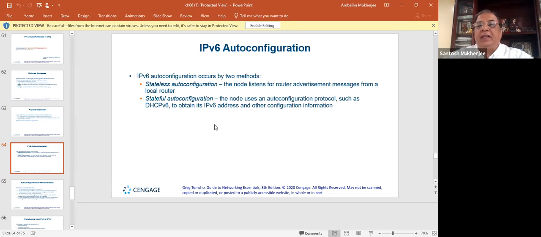IPv6 auto configuration occurs by two methods: stateless auto configuration and stateful auto configuration. In stateless, the node listens for router advertisement messages from a local router. In stateful auto configuration, the node uses an auto configuration protocol such as DHCP to obtain the IPv6 addresses and other configuration information.